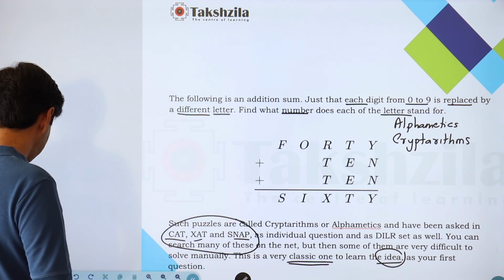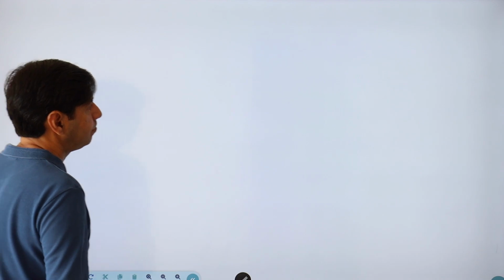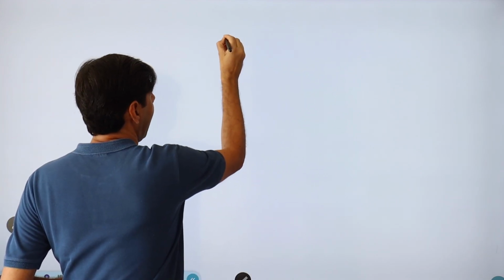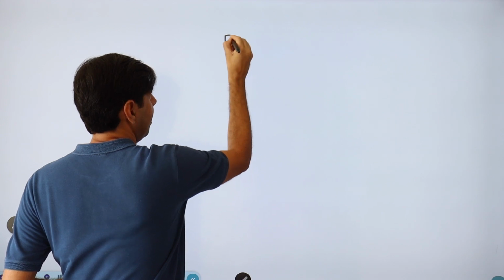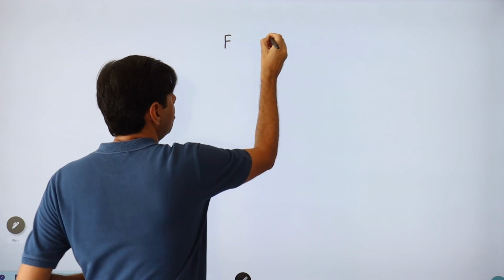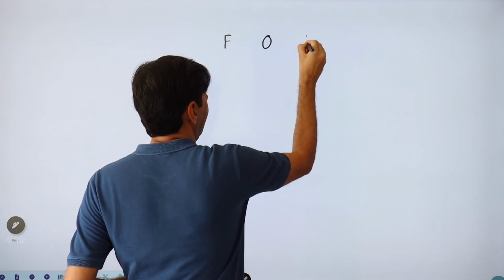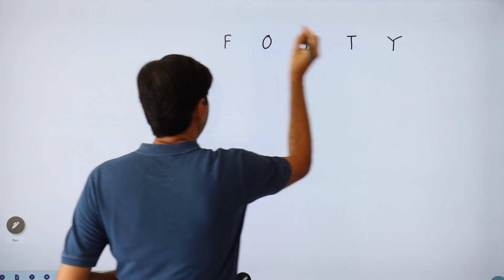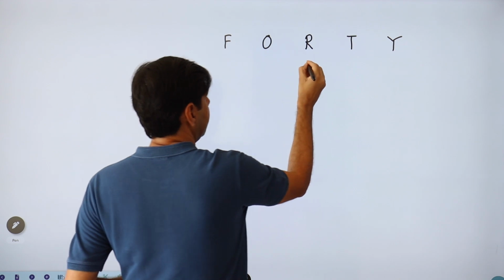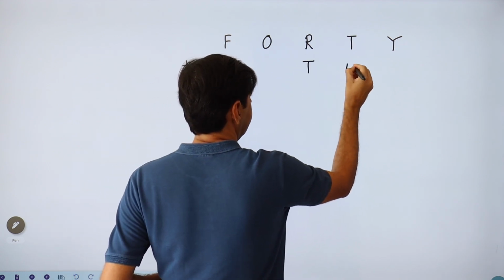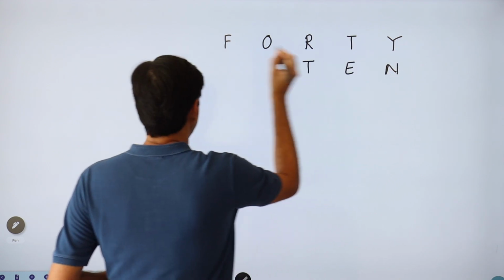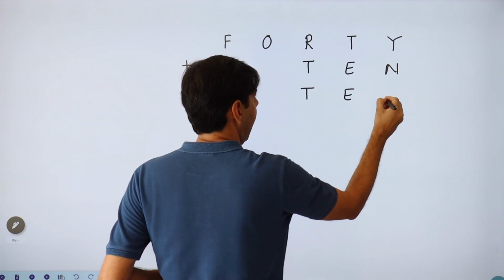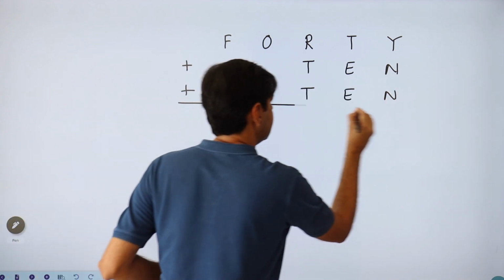I'm going ahead explaining it. So how I write it, I write the alphabets at a little gap, and there itself I'll write the number in front of it as I figure it out. So this is FORTY, TEN, TEN, and SIXTY. Always notice what is the arithmetic operation that you're doing. You don't want to get started on the wrong foot. FORTY plus TEN plus TEN is equal to SIXTY.